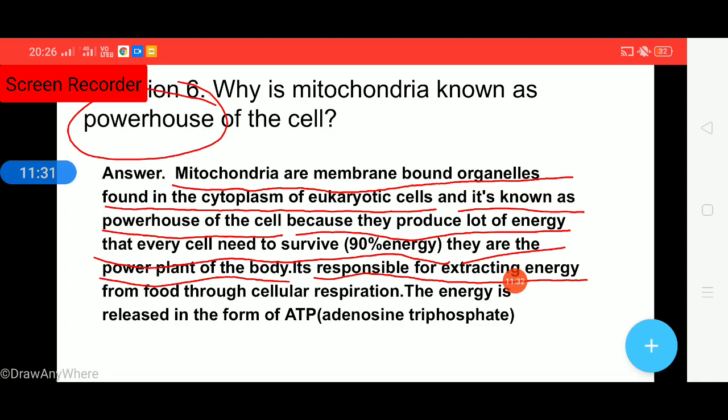It is responsible for extracting energy from food. The food which we are eating gives us energy, and this energy is released in the form of ATP.